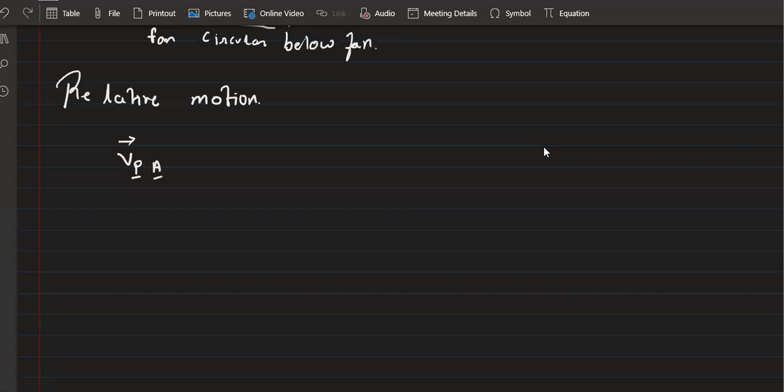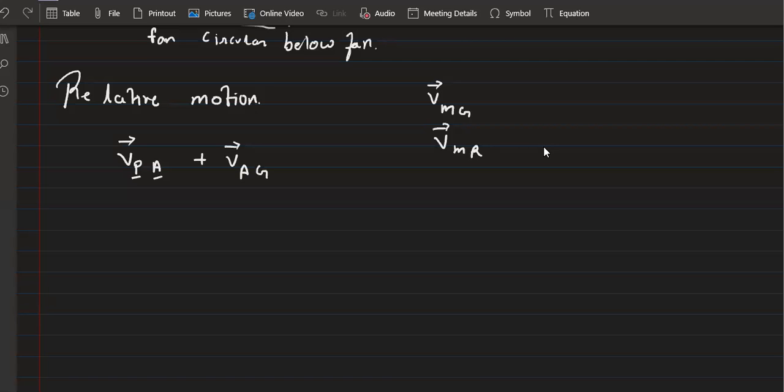So see, this is velocity of Prahlad with respect to Avaar. This is how we have to write. Velocity of man with respect to ground. It's written like this. Velocity of man with respect to river, right? The first subscript is the object whose velocity it is, and the second one is with respect to what. So this is velocity of Prahlad with respect to Avaar plus velocity of Avaar with respect to ground, right?